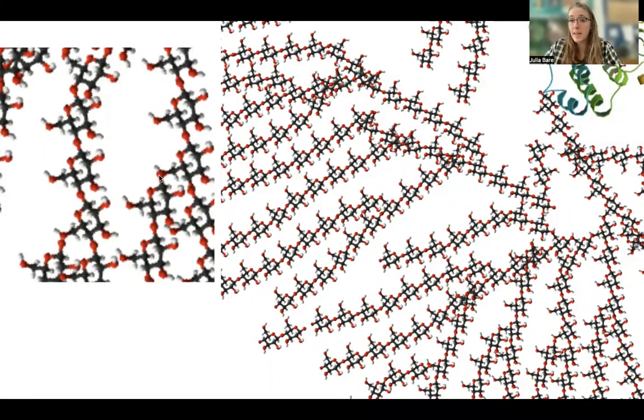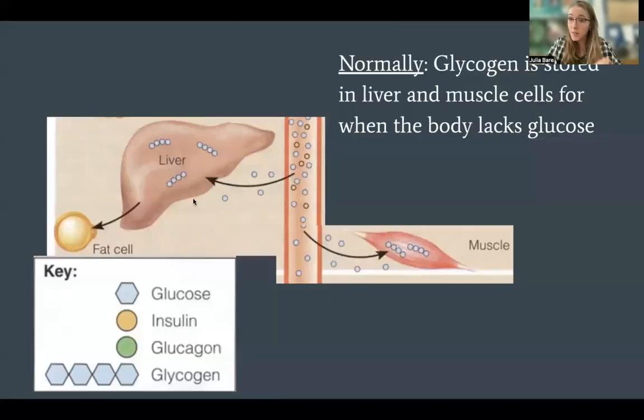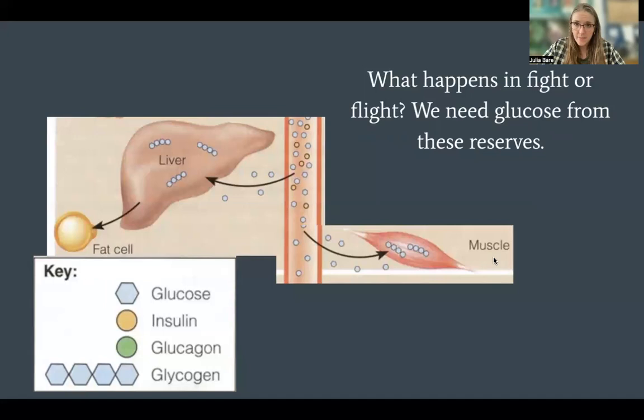So what our body does in response to this fight or flight response is it's going to go to the liver, where we store the bulk of our glycogen, and it is going to release glucagon. Now, normally, glycogen is stored in the liver and muscle cells as well when your body lacks glucose. But in the fight or flight response, we have to access those glucose reserves. So how are we going to access those glucose reserves? Well, it has to do with a signal transduction pathway.